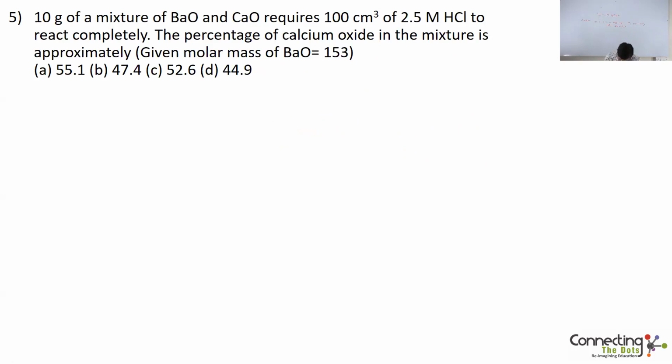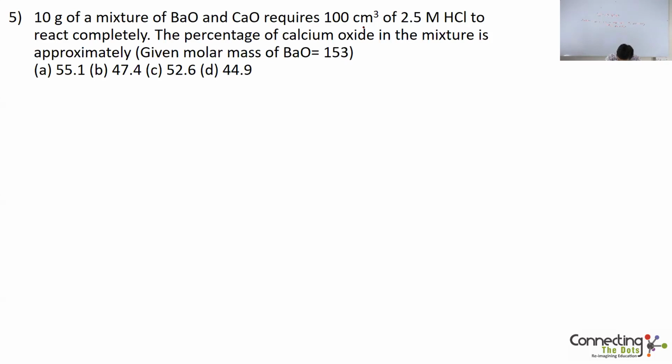10 grams of a mixture of barium oxide and calcium oxide requires 100 cm³ of 2.5 molar HCl to react completely. The percentage of calcium oxide in the mixture is approximately. So they have given you the molar mass of barium oxide. So we have to find out the percentage of calcium oxide. Okay, let us look at this question and answer it.